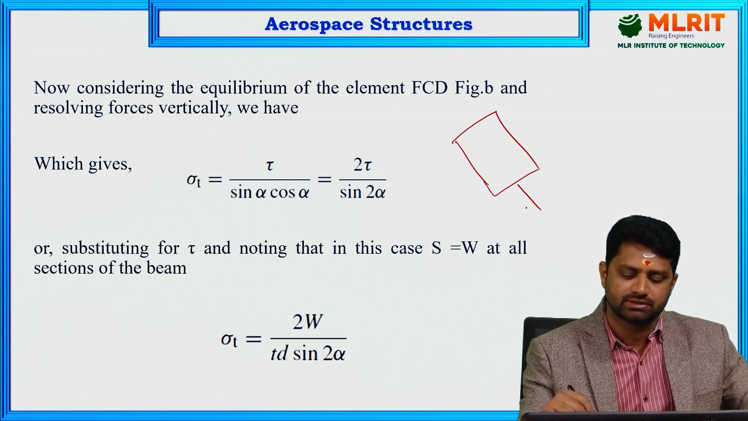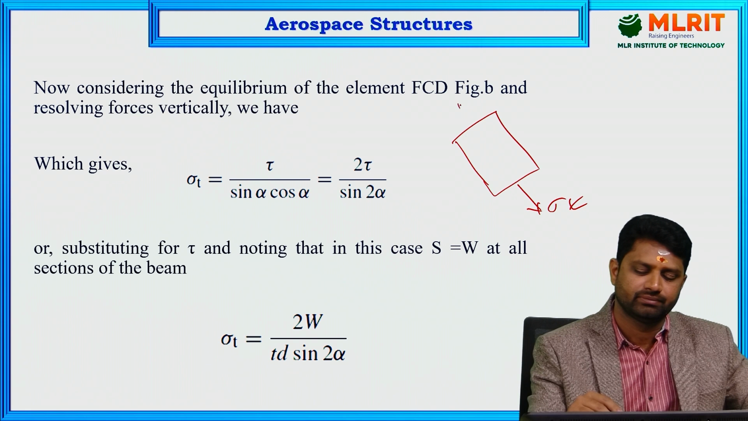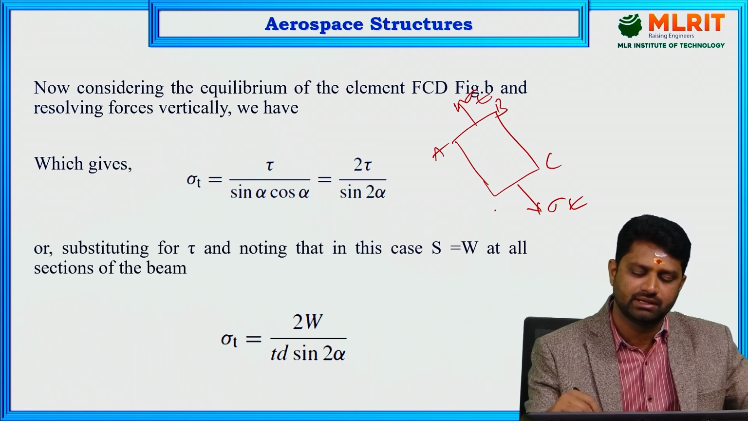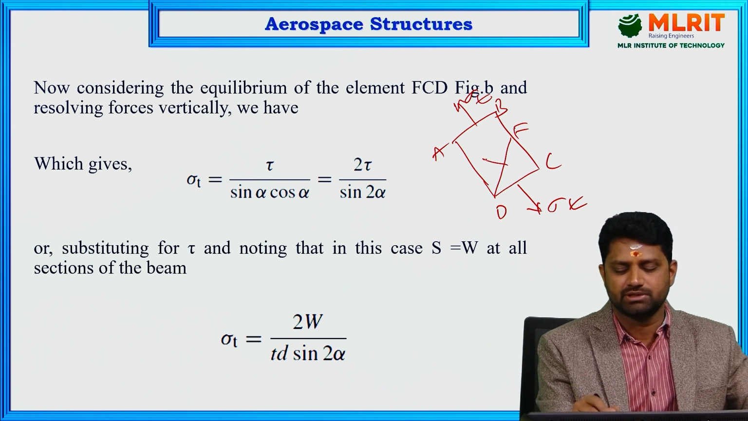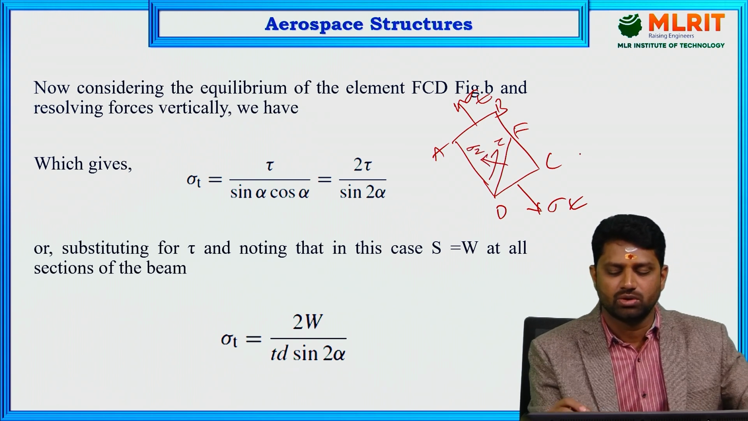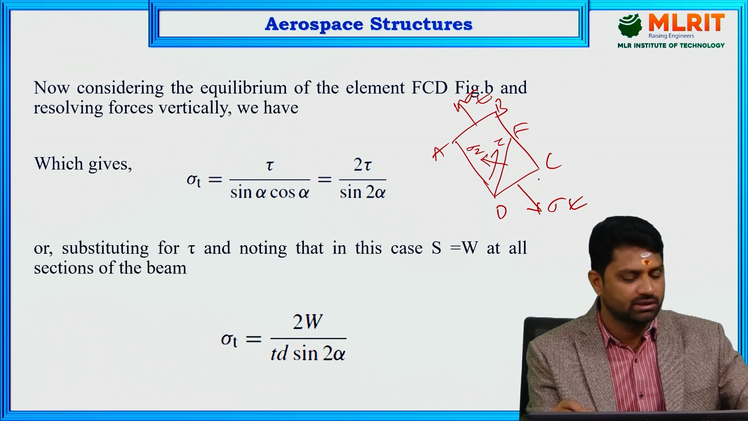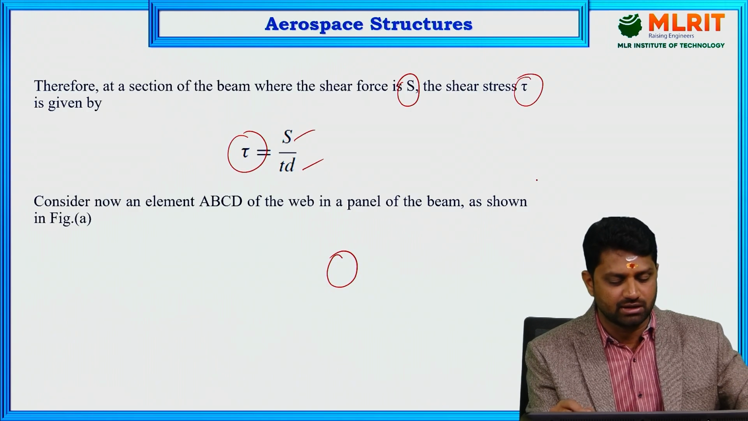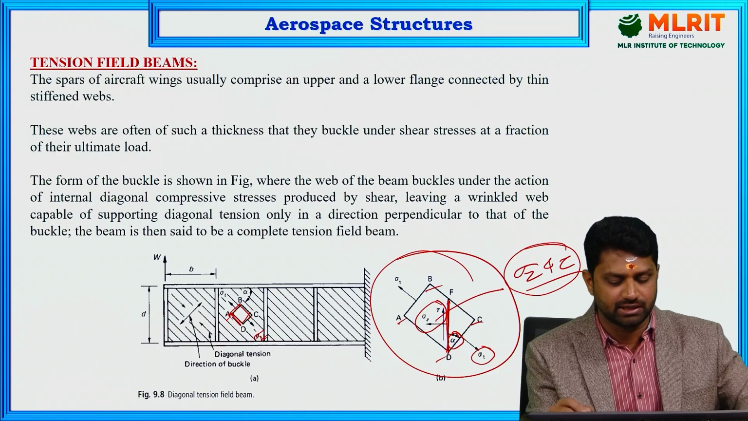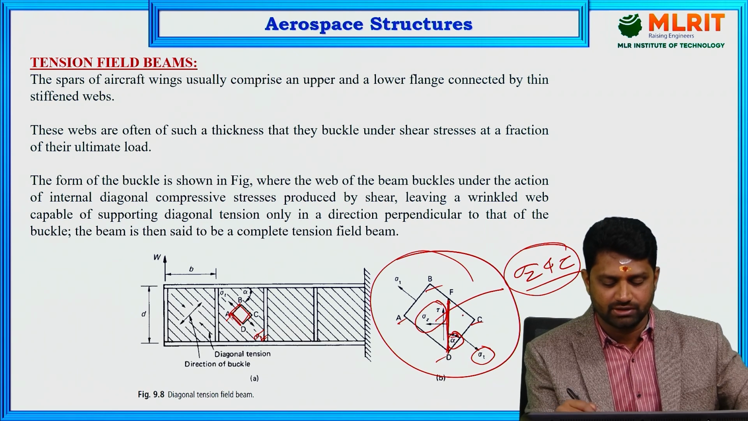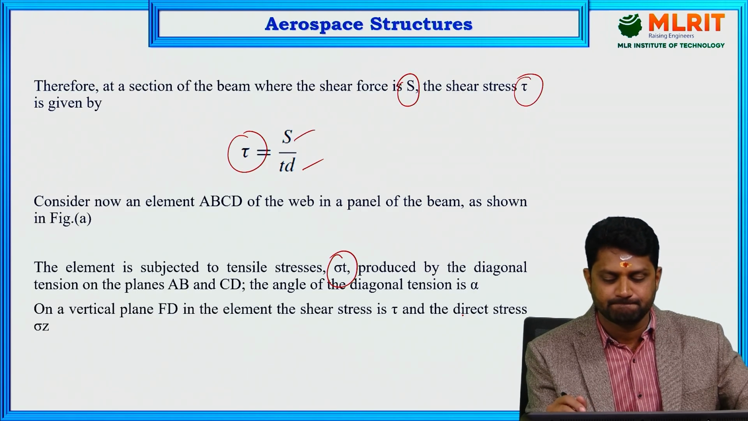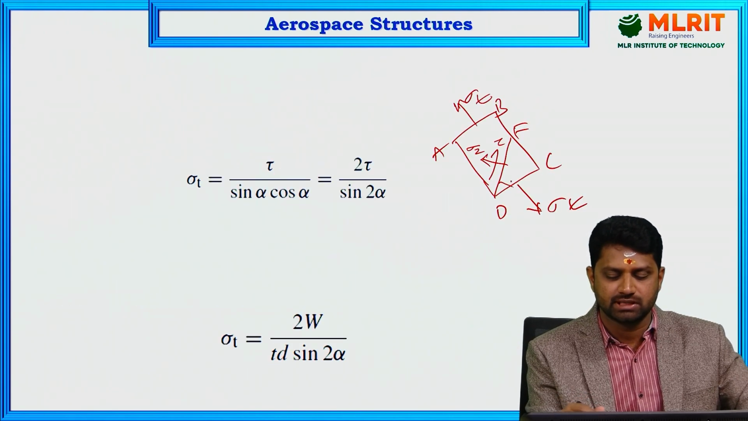So this is sigma T what we had, and then we had A, B, C, D, and this is the plane we considered, FD, and we represented two stresses, that is direct stress sigma z and shear stress tau. Okay, and we have also considered the diagonal tension, that is, the angle alpha is taken here. So this is the angle alpha, which is the angle of diagonal tension.